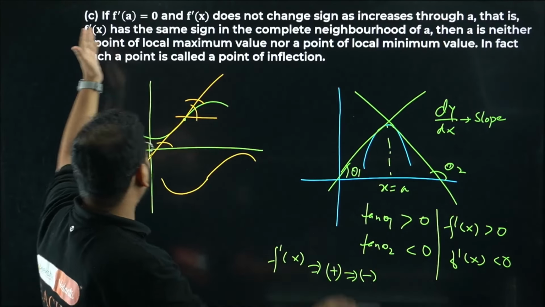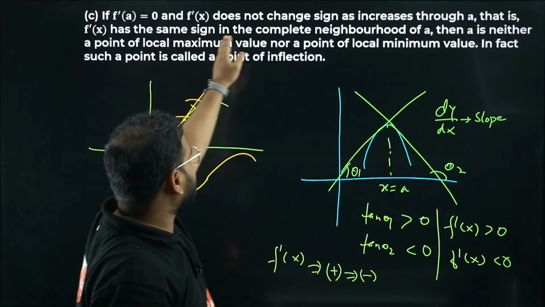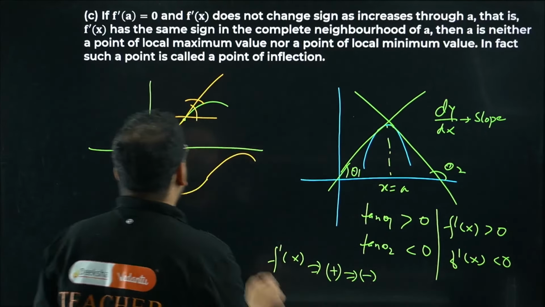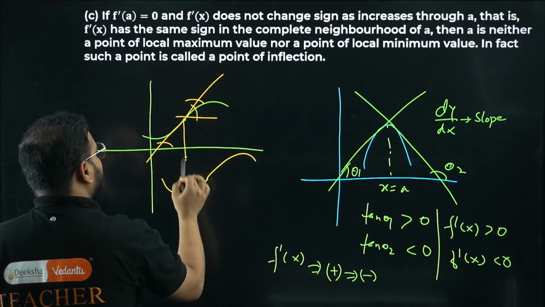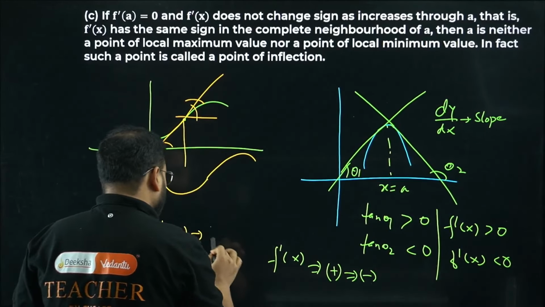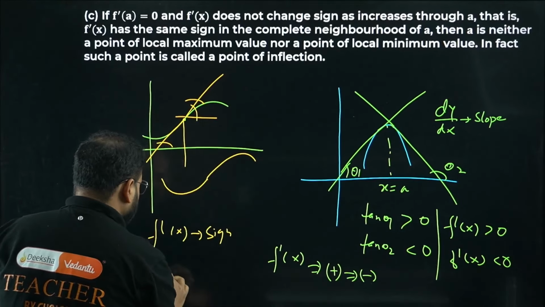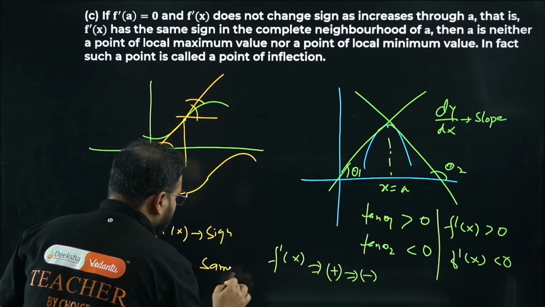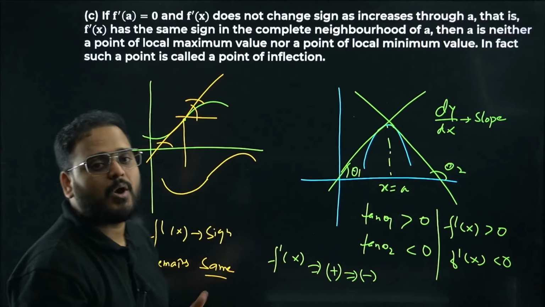So f dash of A has to be of course 0, and f dash of x does not change its sign as x increases through A. It means whether you go from left to right, at any point, the sign does not change. F dash of x sign remains the same or unchanged.